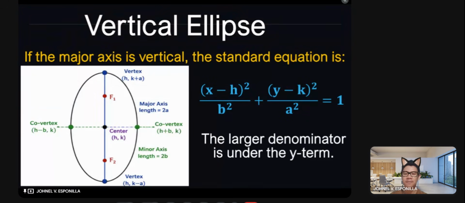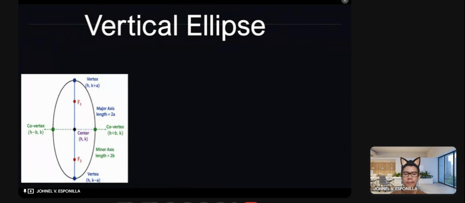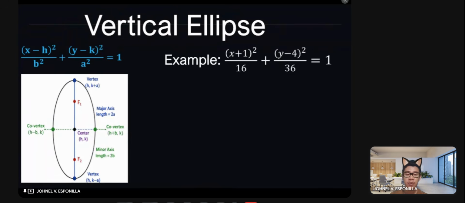For example, the square of x plus 1 all over 16 plus the square of y minus 4 all over 36 is equal to 1. So, verify muna natin. Kung i-compare po natin yung 16 at 36, mas mahaba si 36. And 36 is under y. Tama? So, this is a vertical ellipse. So, verified. Since vertical, dito tayo focus sa formula na to.